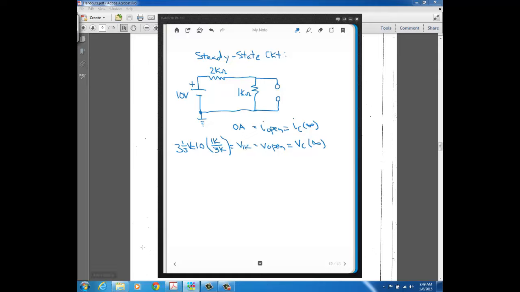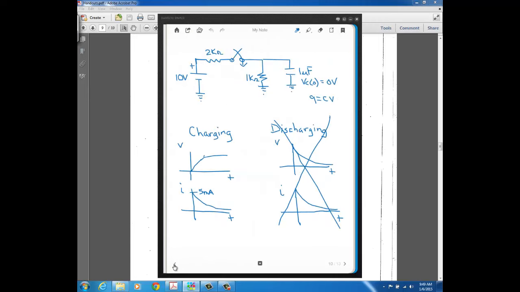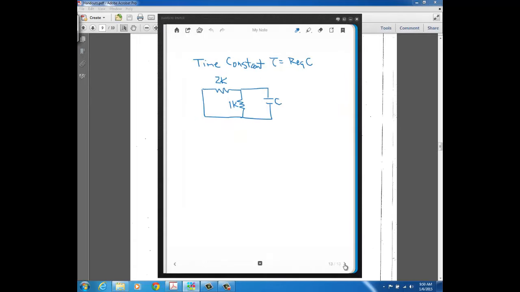Alright, so that's going to come out to 3 1/3 volts. Okay, so now if we go back to our curves, the voltage that this capacitor will charge up to, this final voltage here, is the 3 1/3 volts. And once it becomes fully charged to 3 1/3 volts, well, its current at steady state is going to be 0. Okay? Alright, so what's left is, well, how much time in between does it take between t equals 0 and steady state? So to find that time, we need to get the time constant. So that's our last analysis.